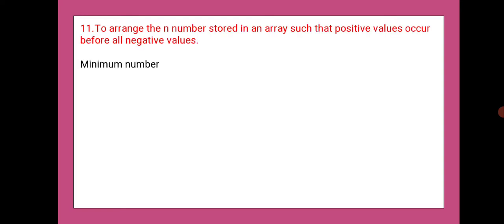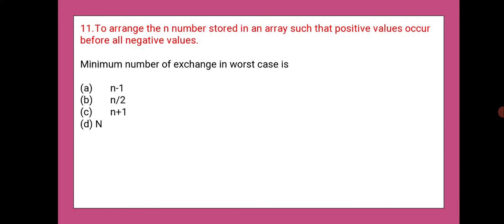To arrange the n numbers stored in an array such that positive values occur before all negative values, the minimum number of exchanges in the worst case is: n minus 1, n by 2, n plus 1, or n. The minimum number of exchanges required in the worst case would be n by 2, as the worst case would be one where all the negative numbers occur before the positive numbers, right? So hence the answer is B, n by 2.